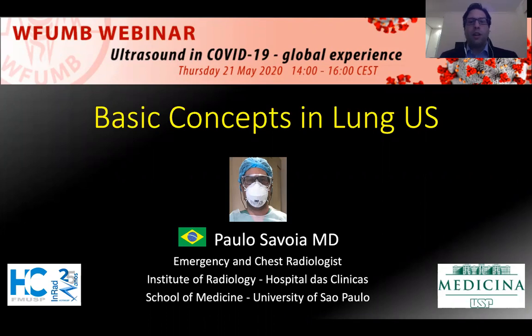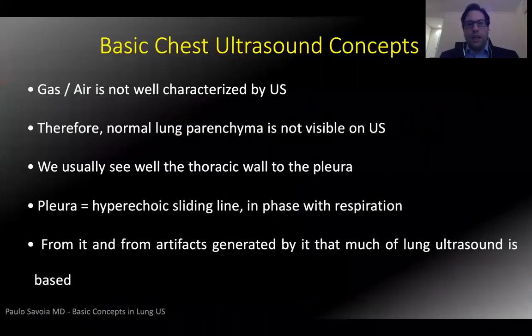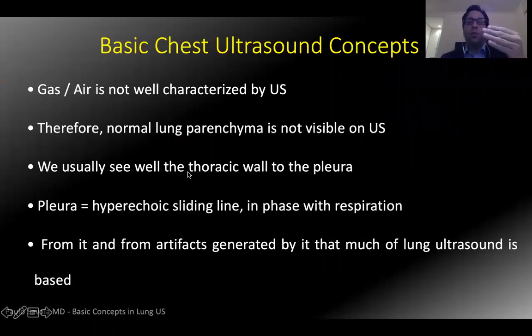I will talk about basic concepts in lung ultrasound. First of all, we have to understand that gas, air, is not well characterized by ultrasound. Therefore, normal lung parenchyma is not visible on ultrasound. Normal lung is filled with gas, with air, and it cannot be seen normally on ultrasound. We will see only the thoracic wall to the pleura, but beyond the pleura, we will not see the normal lung. The pleura will be a hyperechoic sliding line in phase with respiration, and much of lung ultrasound is based on it and on the artifacts generated by it.